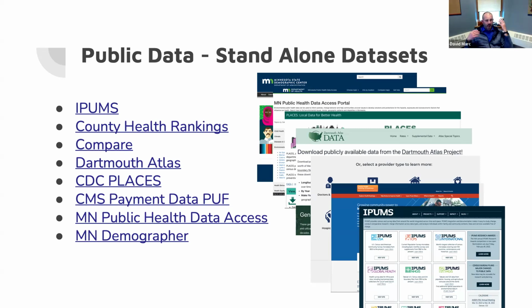County Health Rankings data is a great data set to use for population health and public health initiatives. The Compare websites, Hospital Compare, Provider Compare, Home Health Compare, Nursing Home Compare are all published there, and you can gain organization level statistics. Dartmouth Atlas has a number of data sets regarding hospital and county level financial data that would be useful. CDC PLACES has a number of data sets that would be useful.